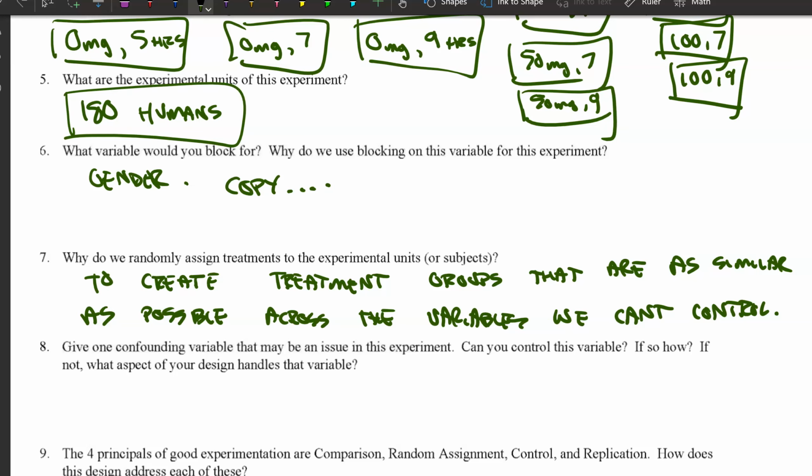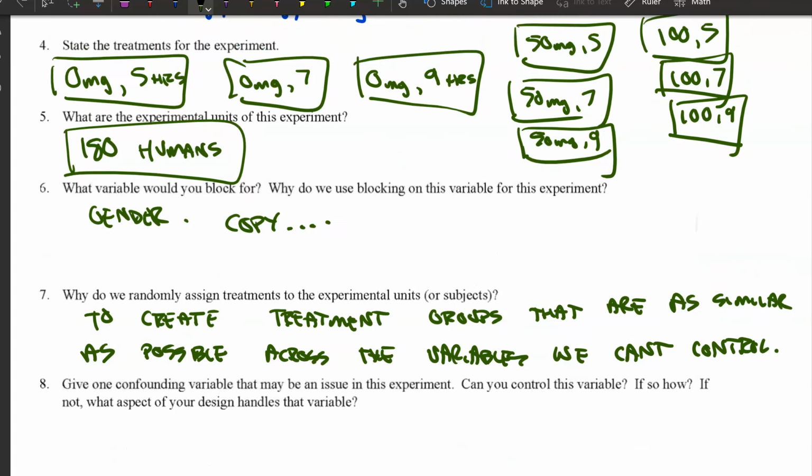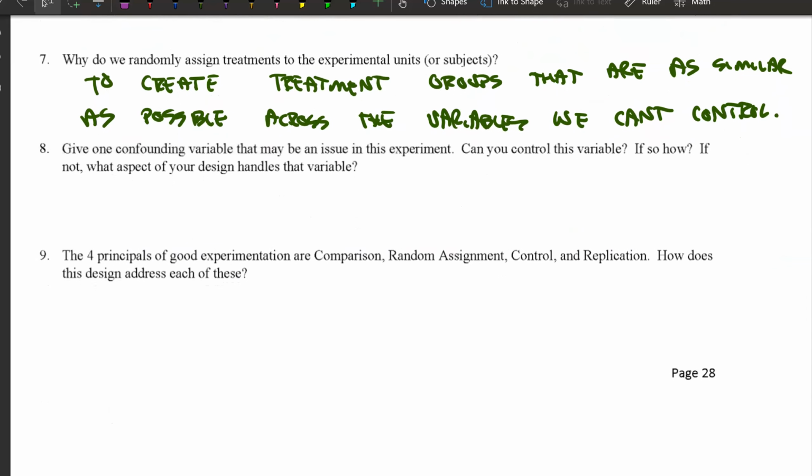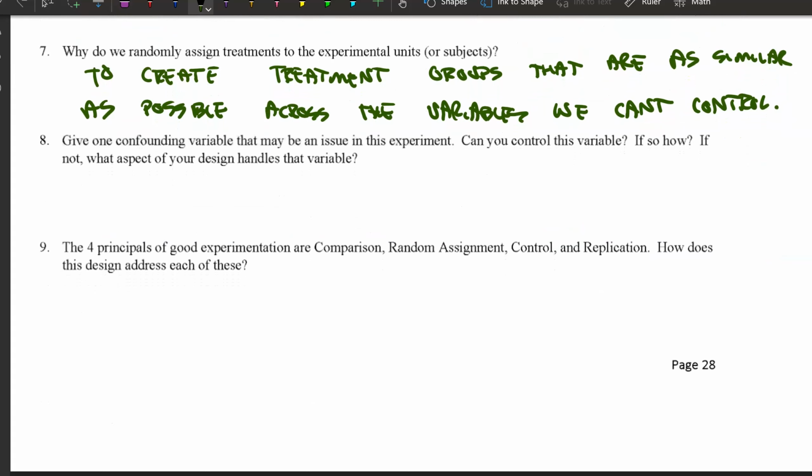Give one confounding variable that may be an issue in this experiment. Can you control this variable? If so, how? If not, what aspect of your design handles that variable? So I guess we could just pick any variable we want here. Whether you live in, if we're in the winter, let's say it's wintertime and we live in Minnesota versus living in Texas. Like if it's cold outside versus if it's not cold outside, or maybe let's say job.